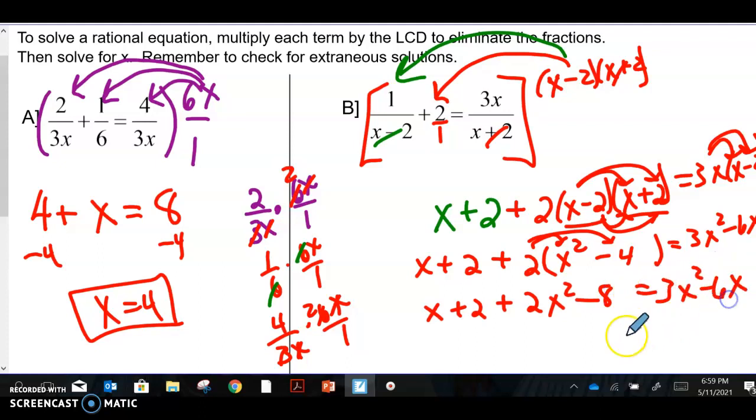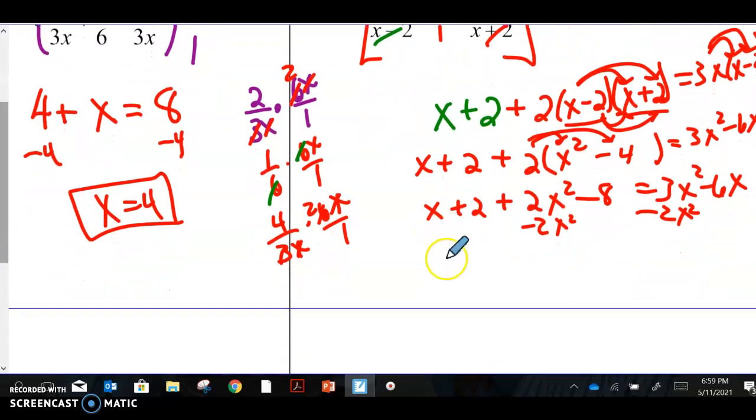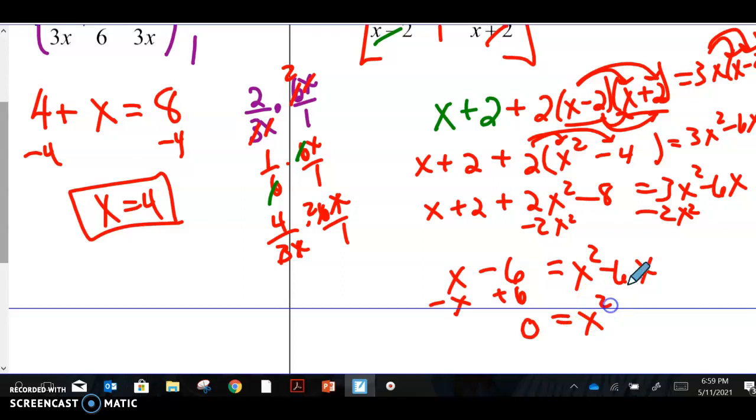And now I can start combining like terms. I want to get all my x squareds over here. I'm going to subtract 2x squared from the 3x squared. That'll give me x plus 2 minus 8. I might as well just write minus 6. The 2 minus 8 is negative 6. And 3x squared minus 2x squared, of course, is x squared. I'll subtract x. I'll also add 6. When I subtract x from negative 6x, I get negative 7x. And when I add 6, I get 6.